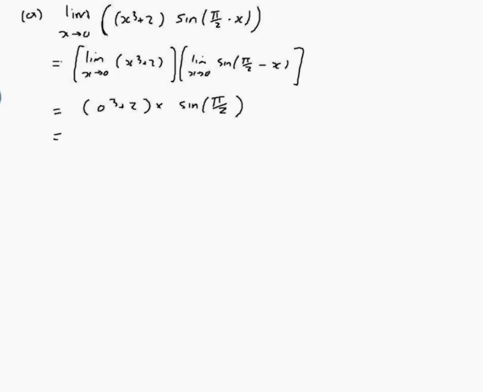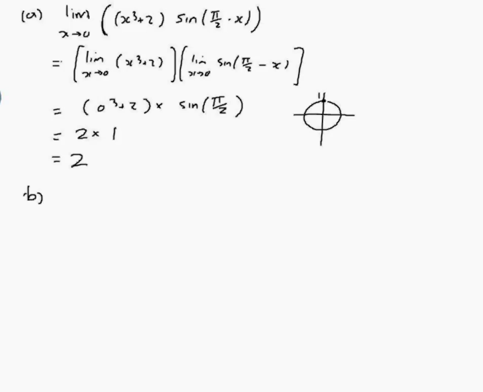And so we get 2 times whatever sine of pi on 2 is. Let me just draw a unit circle. Pi on 2 gives me this point at the top here, and the y coordinate there is 1, and sine is the y coordinate, so it's 2 times 1, which is 2. Alright, so the limit is 2.